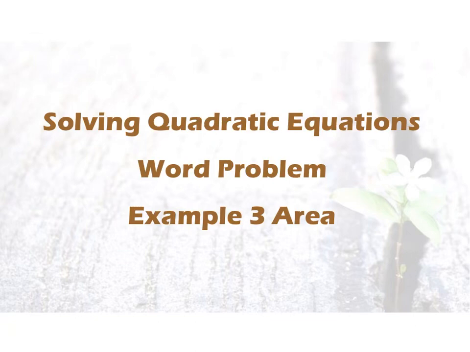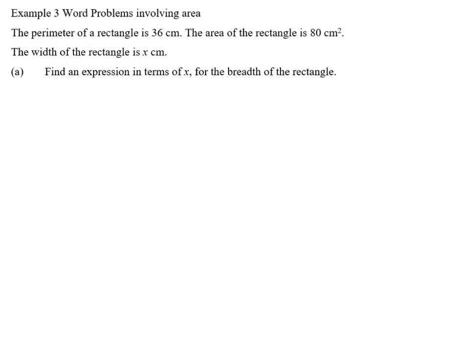Solving quadratic equations, word problem involving area. Okay, let's take a look at our example over here. In this part of the question, we have been given two pieces of information. Number one, the perimeter of a rectangle is 36 cm, the area of the rectangle is 80 cm², and the width of the rectangle is x.